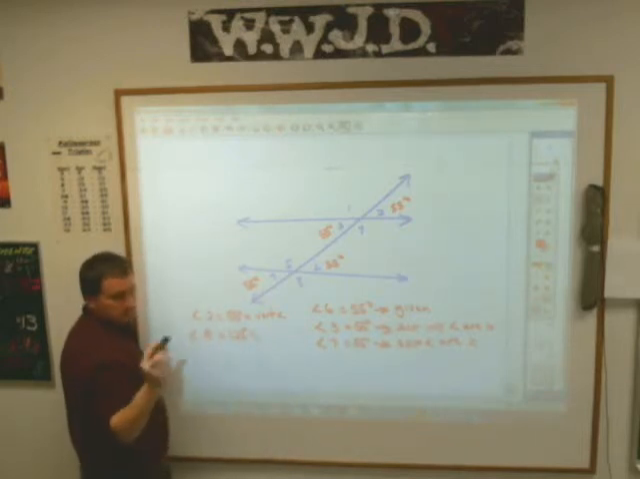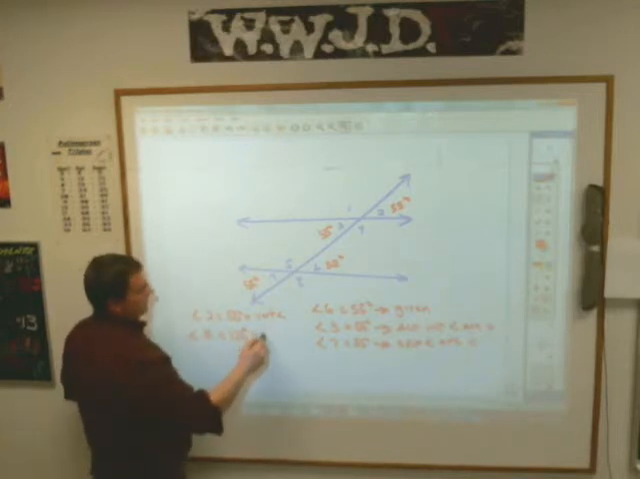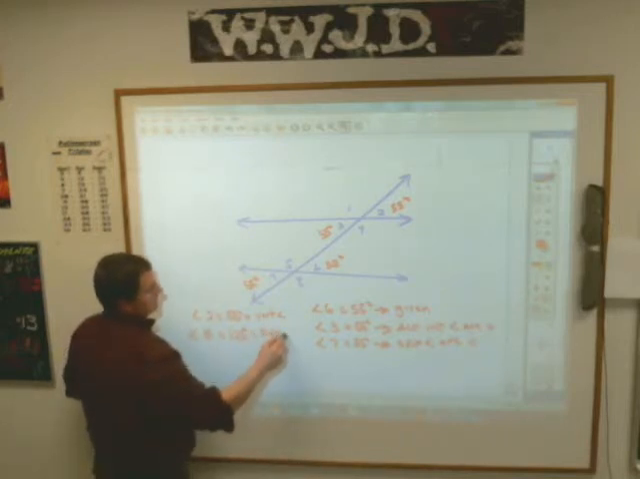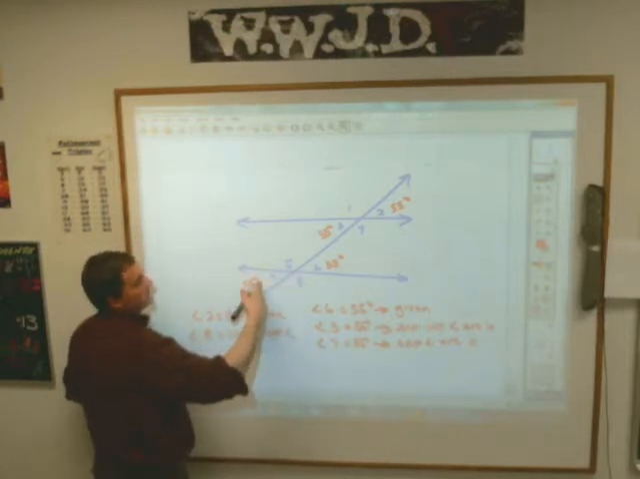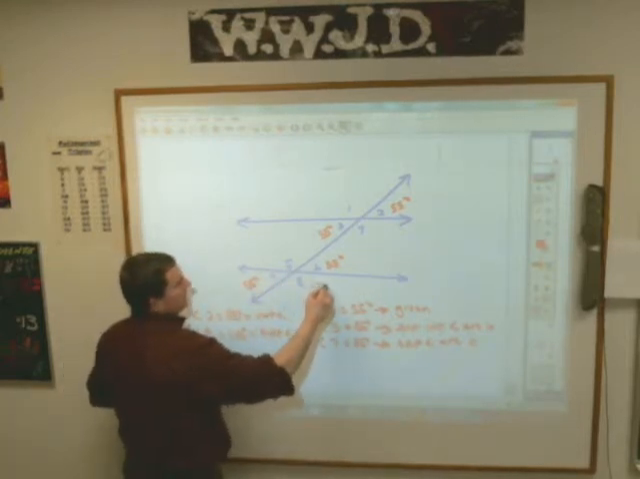What do we call that? Supplementary, supplementary angles. Yeah. These two adjacent angles are supplementary. That means this has to be 125 degrees.